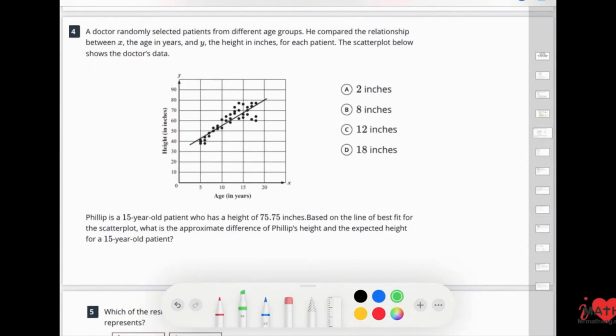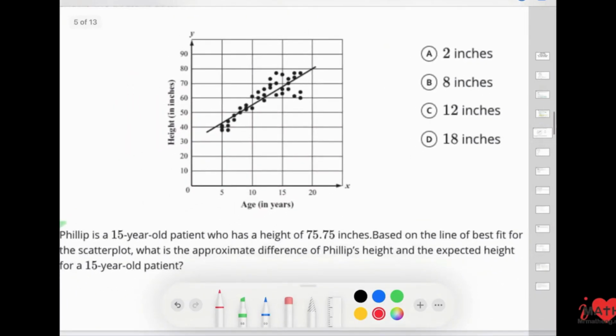So, you know, if you put your kids in and they track their heights at a bunch of different ages, Philip down here is a 15-year-old patient whose height is 75.75. So let's go find Philip. I have age 15 and around 75 is there. So I'm going to say that Philip is this ordered pair right here.